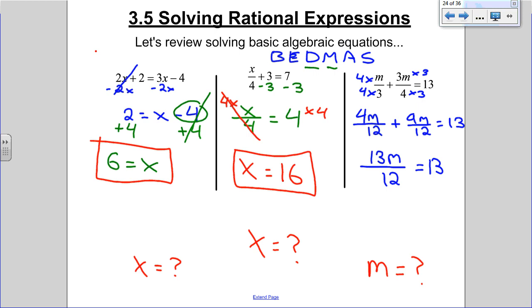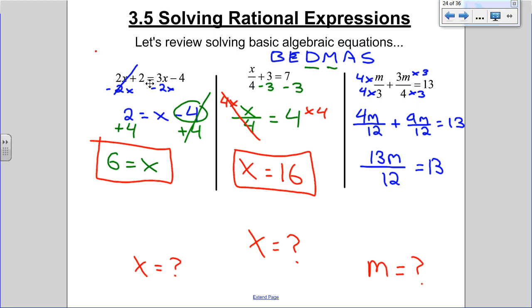At that point, I need to do the reverse operation to get the m by itself. Yep. But you have to also add the times 4 times 3 to 13. Yeah, that's tough. We'll do that after. You'll see, it'll get a little bit harder when we get to expressions, and we will have to do that.